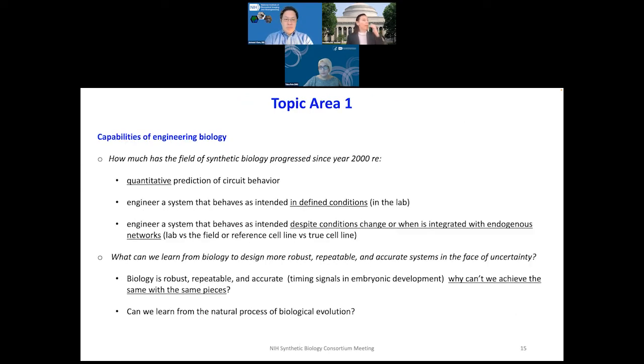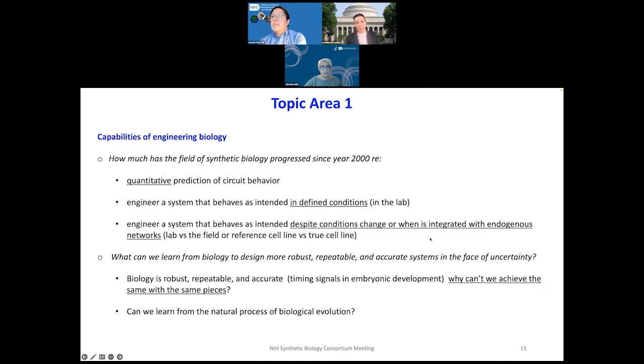So in particular, we should start with topic area 1. We have about an hour for that. Capabilities of engineering biology. I think here the key question is how much the field of SynBio has progressed since 2000 regarding the ability to quantitatively predict circuit behavior as opposed to just qualitative prediction? And to what extent are we able to engineer a system that behaves as intended in defined conditions?